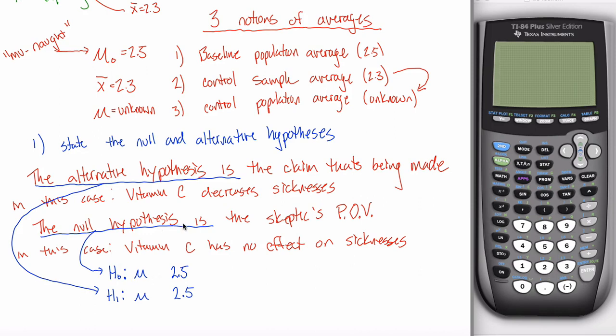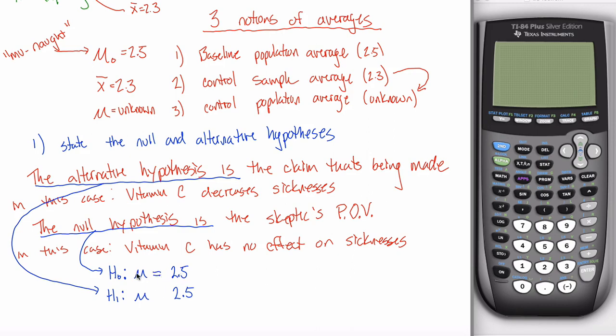Well, the null hypothesis, the skeptic's point of view, is that vitamin C has no effect on sickness. If vitamin C has no effect on sickness, then the population average number of sicknesses, 2.5, will be the same as the population average number of sicknesses for my control group. This hypothetical idea, if everyone in the population took vitamin C, the skeptic is saying that if everyone in the population took vitamin C, they'd still have 2.5 sicknesses per year because vitamin C has no effect on sicknesses. The null hypothesis, the skeptic's point of view, is that mu equals mu naught.